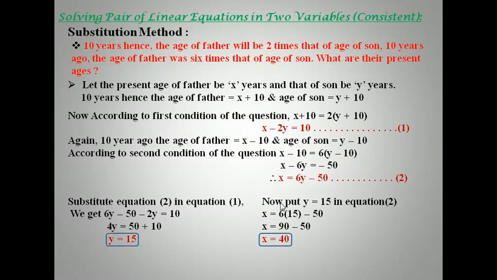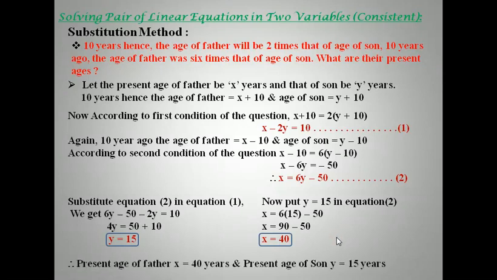To get the value of x, now put y is equal to 15 in equation 2. Then x is equal to 6 into 15 minus 50. x is equal to 90 minus 50. x is equal to 40. Therefore, the present age of father x is 40 years and the present age of son y is equal to 15 years.